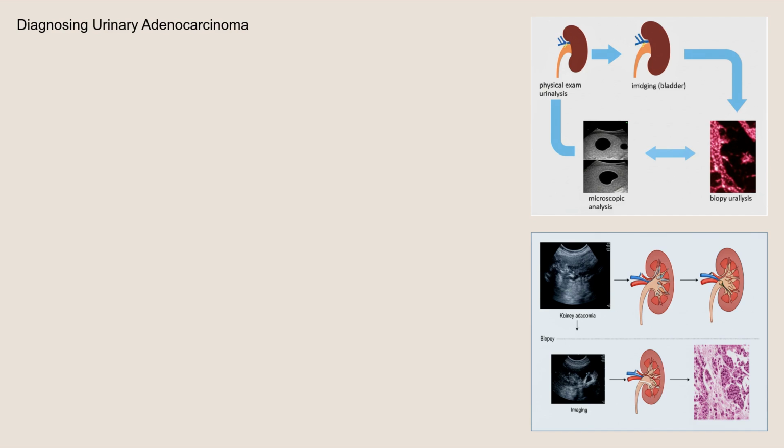Diagnosing adenocarcinoma of the urinary system typically involves a combination of approaches. A thorough physical examination and a review of the patient's medical history are essential. Urinalysis and blood tests can help detect abnormalities. Imaging techniques, such as CT scans, MRIs, and ultrasounds, are crucial for visualizing the kidneys, bladder, and surrounding structures to identify tumors and assess their size and location. A biopsy, where a tissue sample is taken and examined under a microscope, is the definitive method for confirming the diagnosis and determining the specific type and grade of adenocarcinoma.